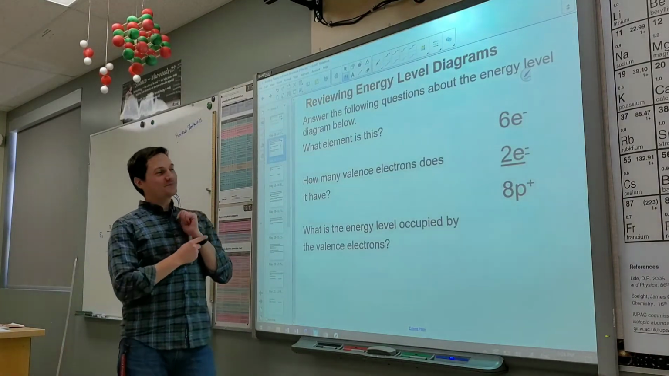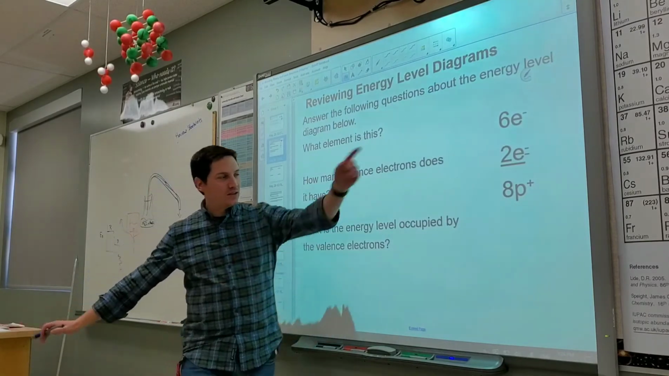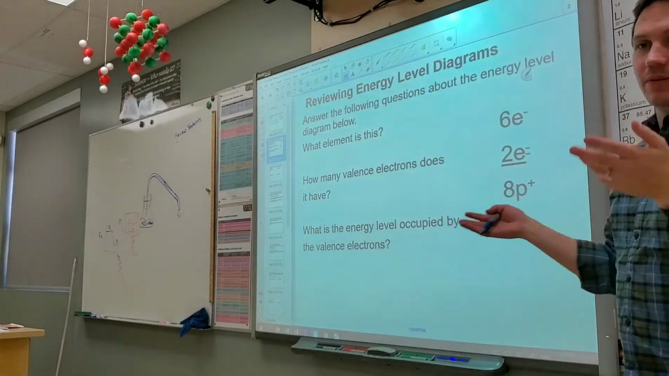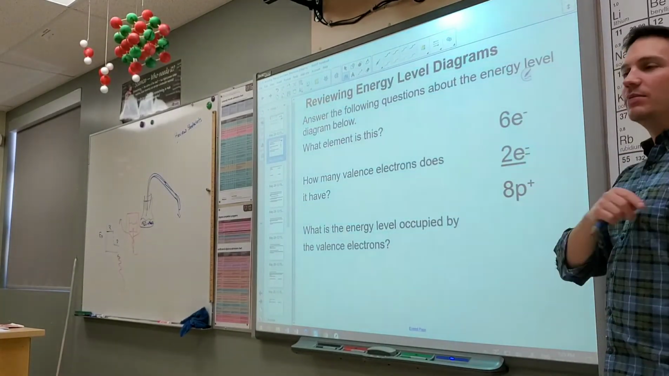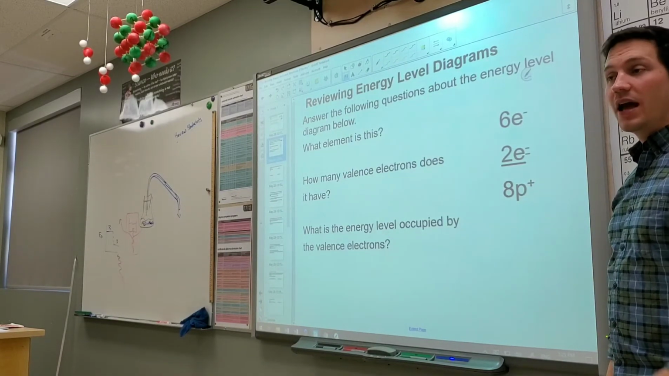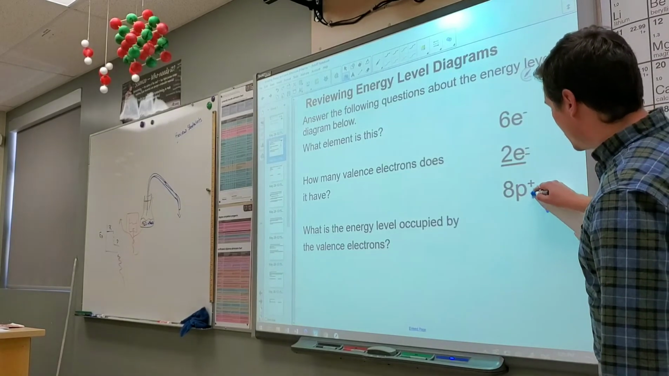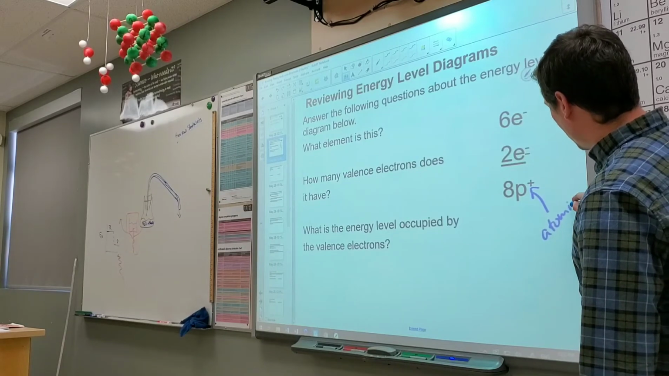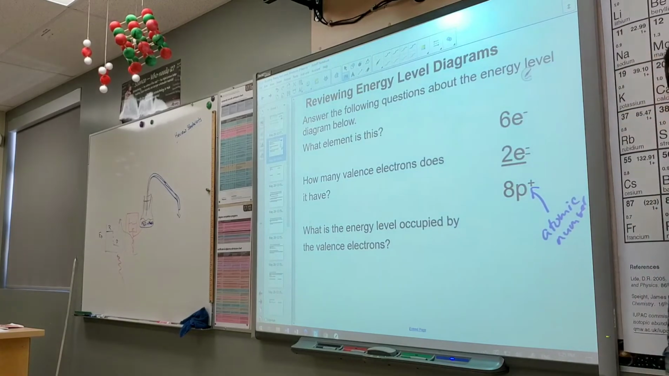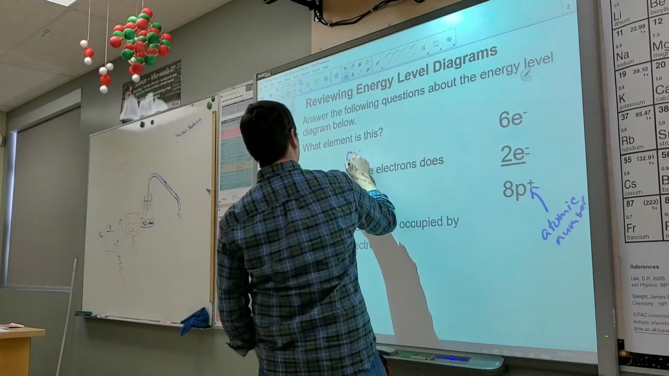Okay, let's try this. Answer the following questions about the energy level diagram below. This is my energy level diagram. So the obvious first question, maybe it's obvious, is what element is this? Oxygen. Are we okay with that? It is oxygen, right? How do you know that it's oxygen? 8 protons. This is the atomic number, right? So the number of protons is the atomic number of that substance. So it is oxygen.